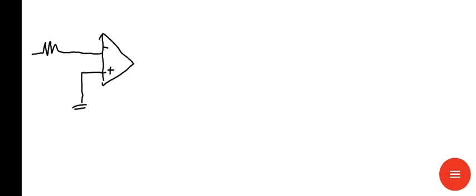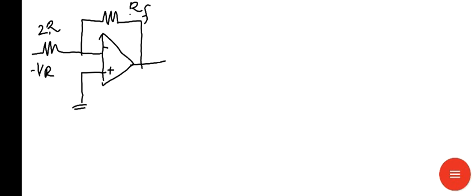So the circuit is: minus, plus, this is grounded, this is 2R, and this is minus VR, then one feedback resistance RF, this is Vout. So we get such an op-amp circuit, and we know what the output voltage is.